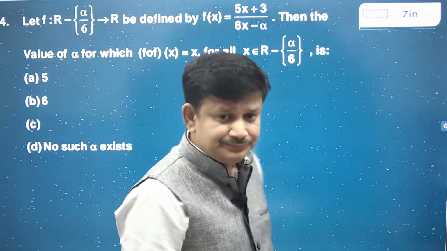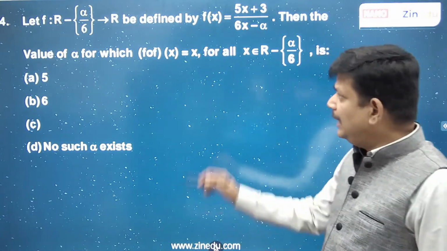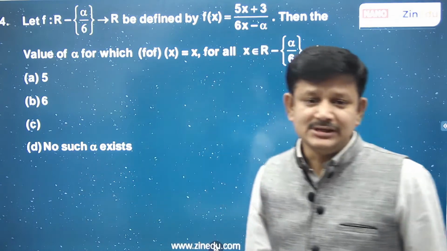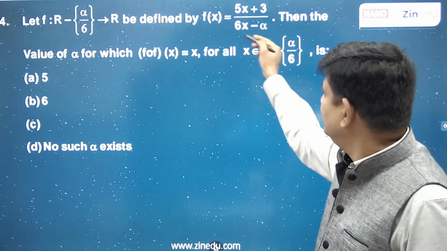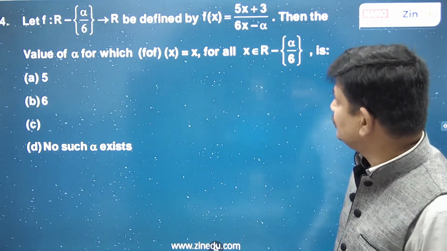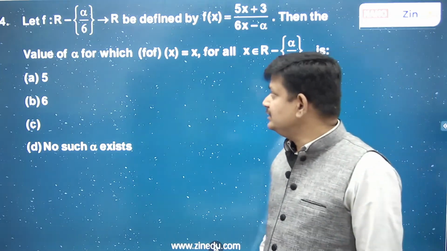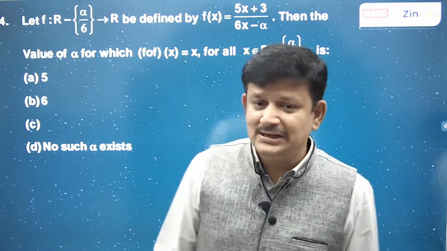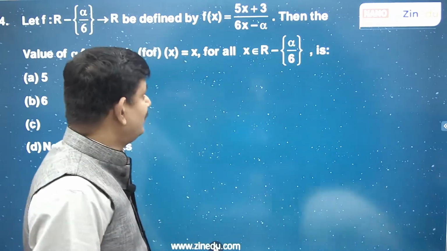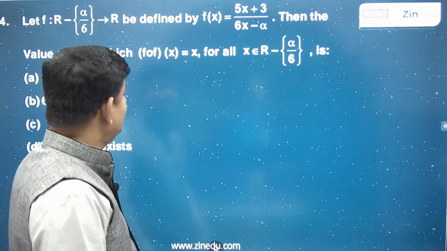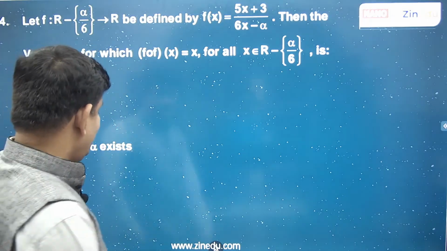Next one, f maps all real numbers except for alpha by 6. Why is alpha by 6 removed here? Denominator is becoming 0. So that is very obvious. Then find the value of alpha for which f of x is x. We need to find the value of alpha for which f of x is x.